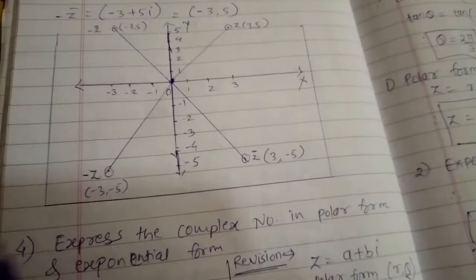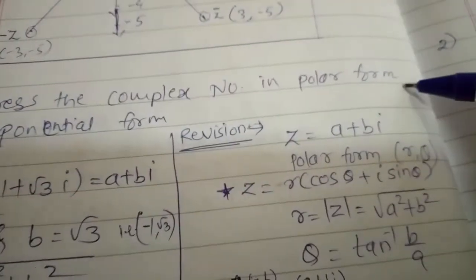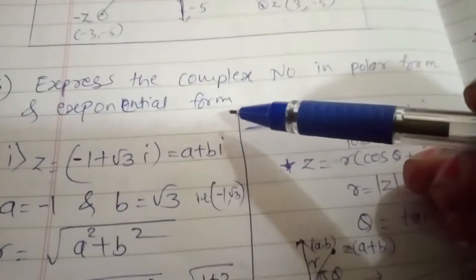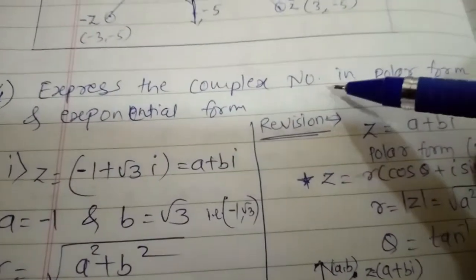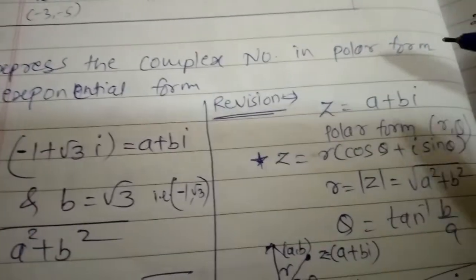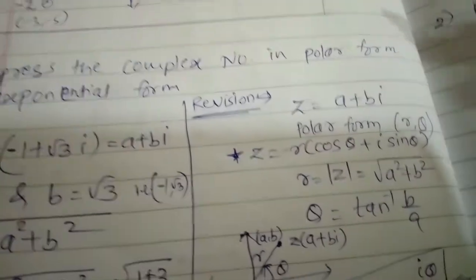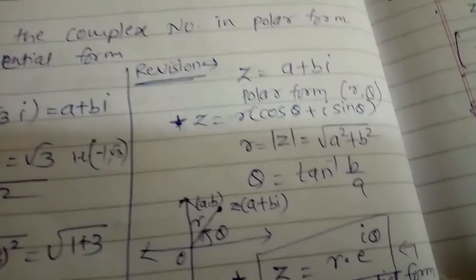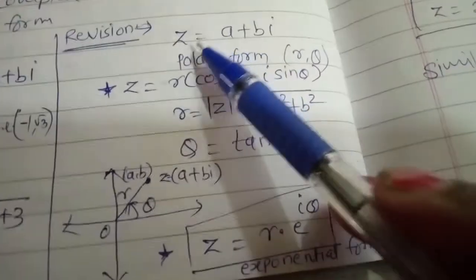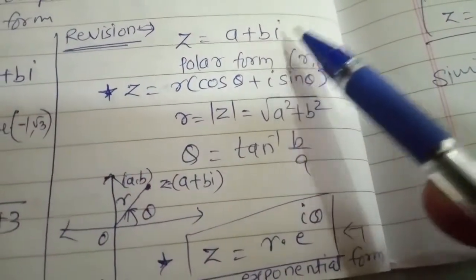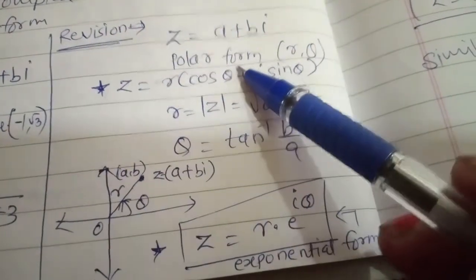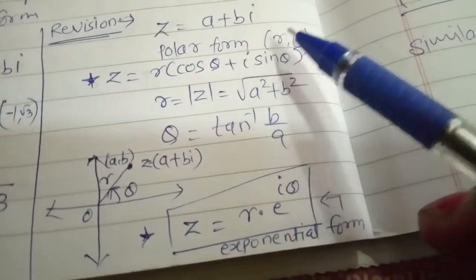Now we start with question number 4 from exercise 1.3. The question is, express the complex number in polar form and in exponential form. So we have to express complex numbers in polar form. Before starting, we have to know what the polar form is. I am going to revise this. Whenever we are given a complex number in the form a plus bi, in polar form there is a presence of r and theta.